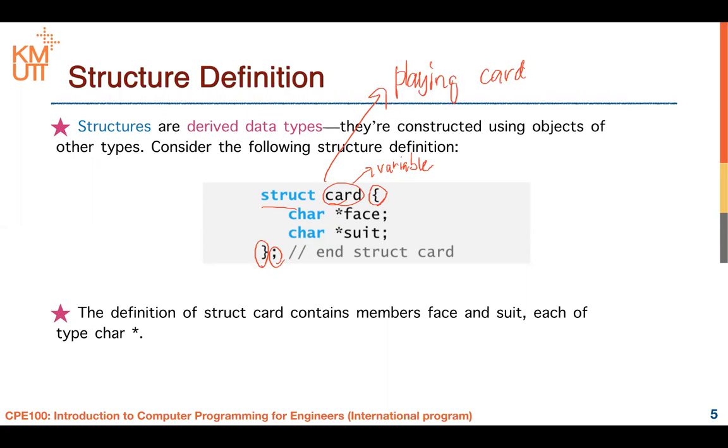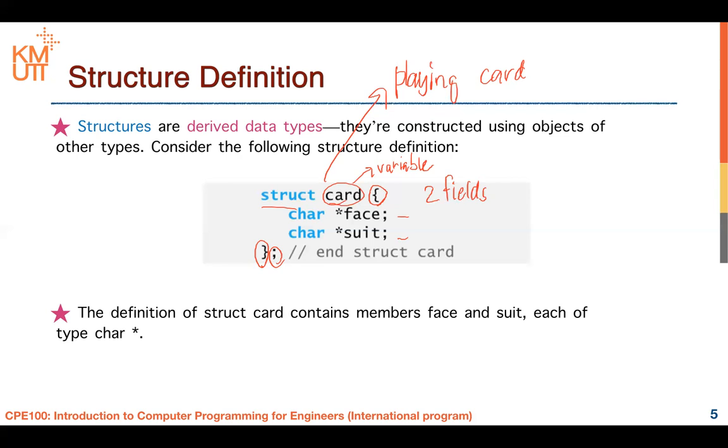And then in this structure card, we have two fields. What does it mean by fields? Fields are the names or the objects, the elements that will be defined inside the structure. From this structure, there are two fields. The first one is the face and the second one is the suit.